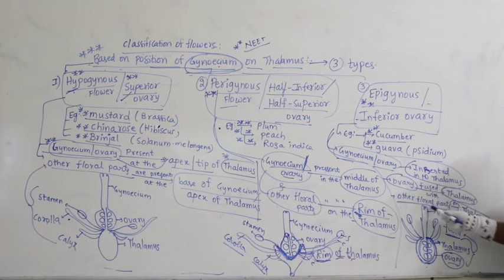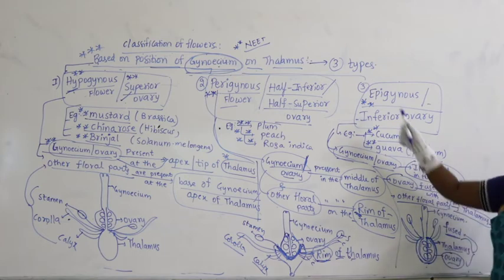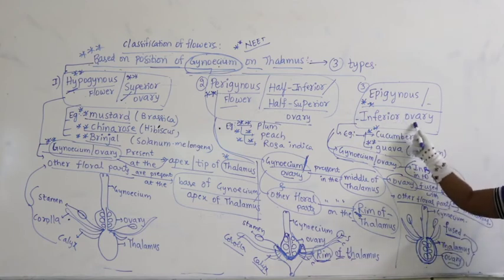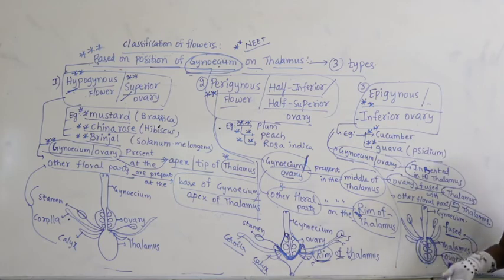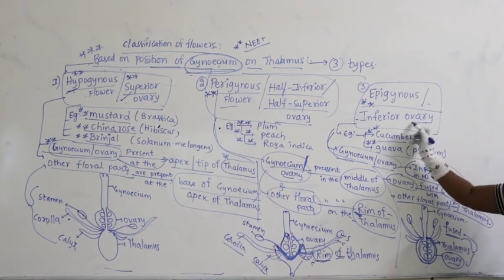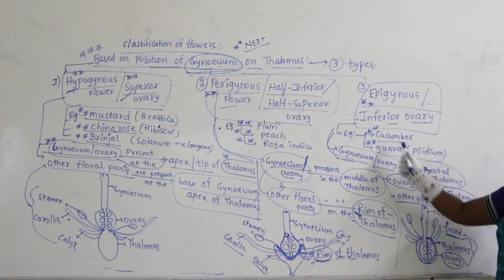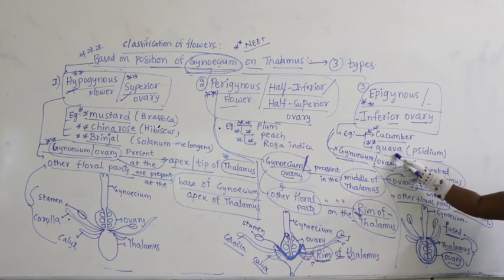And here the other floral parts are on the thalamus. You can see the other floral parts, stamen, corolla, calyx, are on the thalamus. Such a type of arrangement is called epigynous. As the ovary is completely inserted into the thalamus, it's called inferior ovary. It is not visible outside the thalamus. It's completely within the thalamus. That's why it's called inferior ovary. Where do you find such an arrangement? We find it in cucumber and in guava.